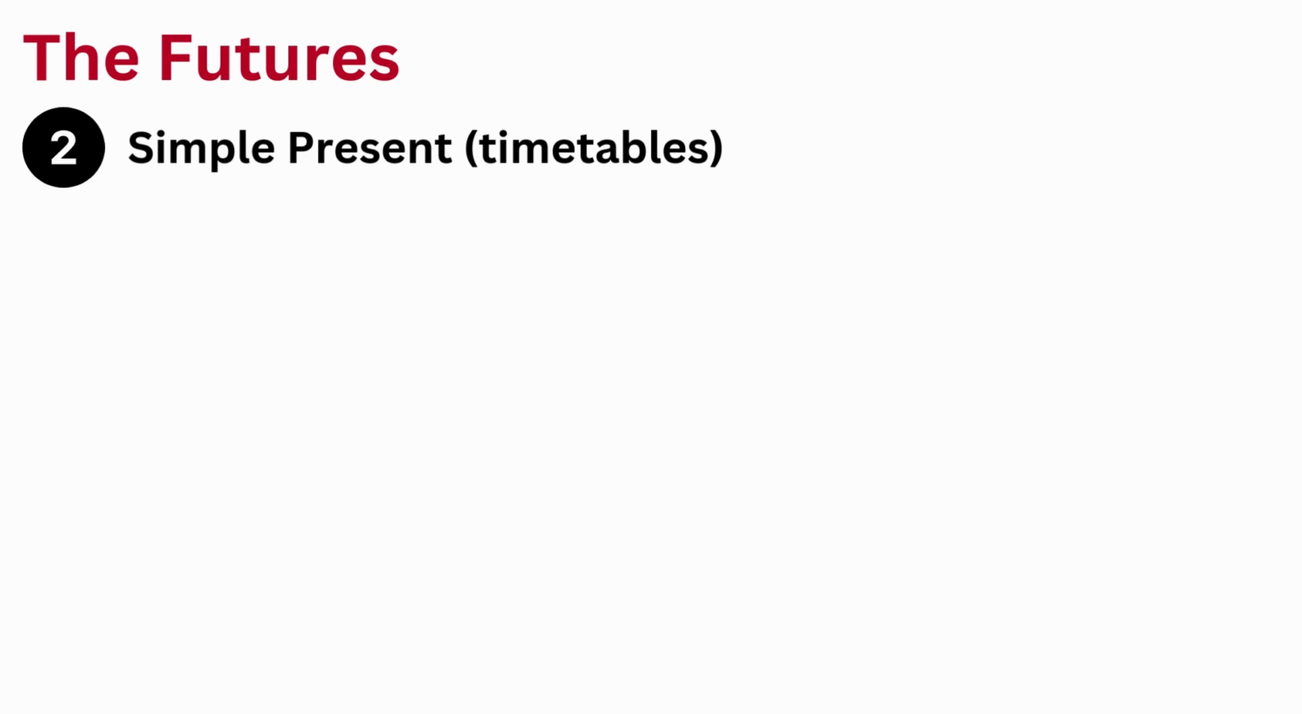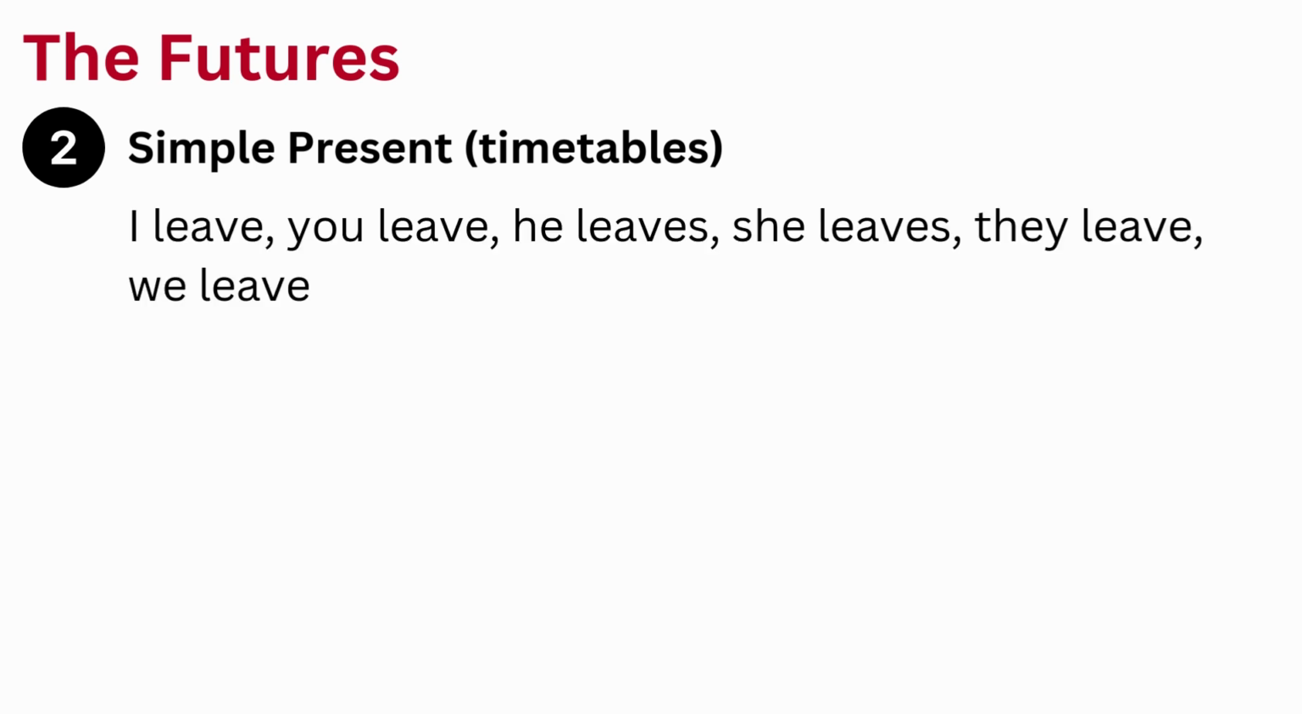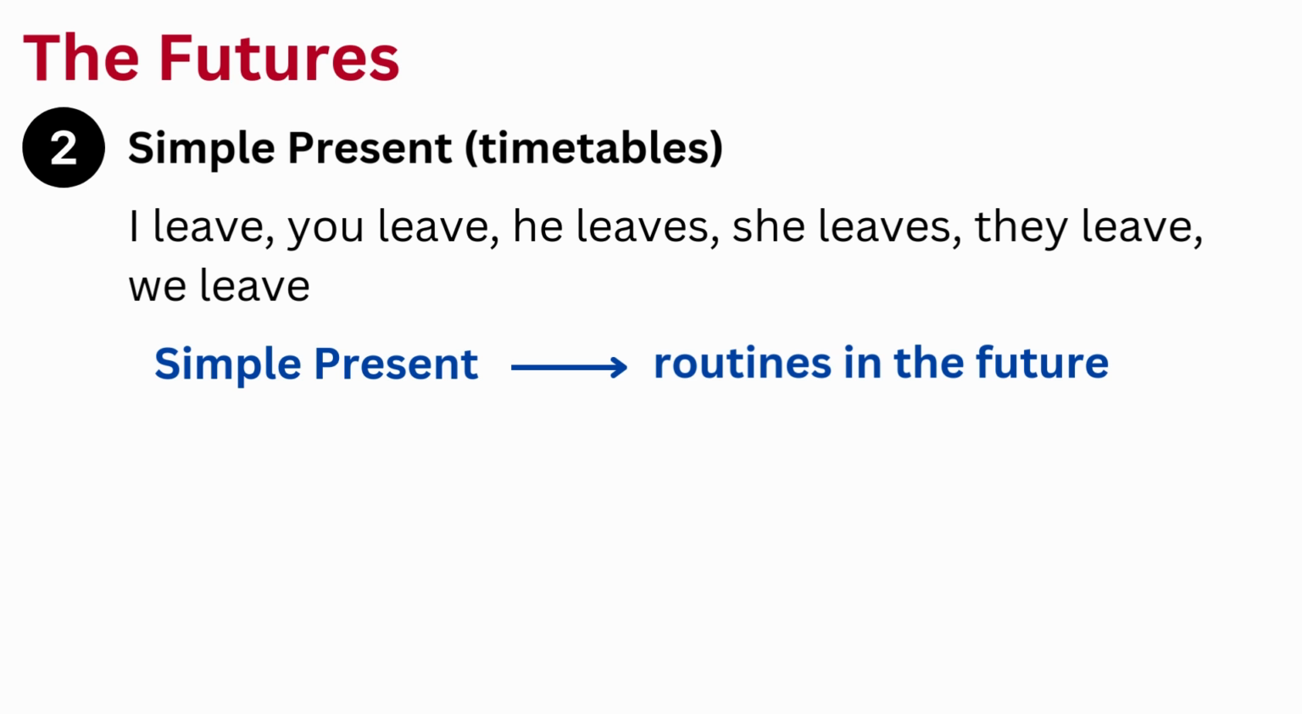We can also use the simple present to talk about the future. So the simple present is when you take a verb, and it's in the basic form. Usually, you add an S if it's third person singular. For example, I leave, you leave, he leaves, she leaves, they leave, we leave. So this is all simple present. In your classes, you probably learned we use the simple present when we talk about routines. But we can also use the simple present when we are talking about routines in the future. And by this, I mean timetables.